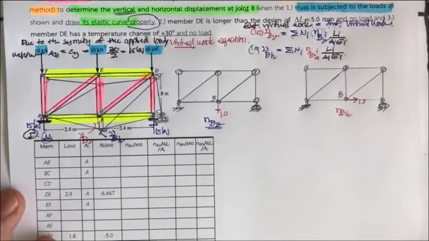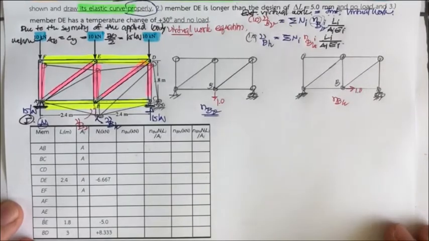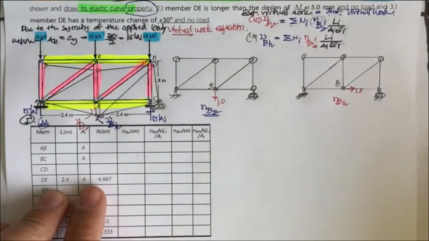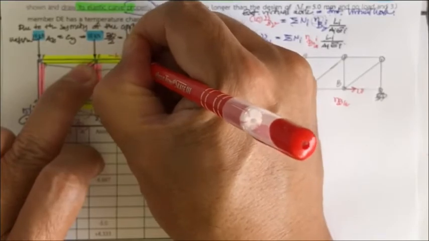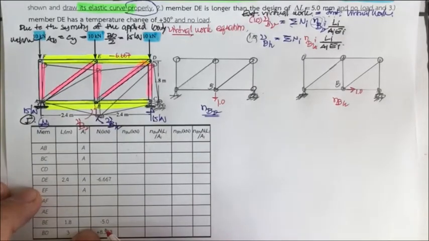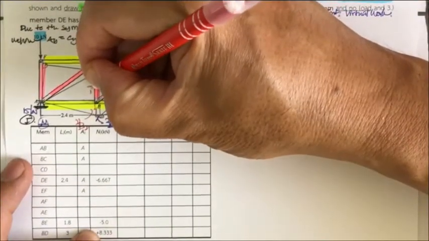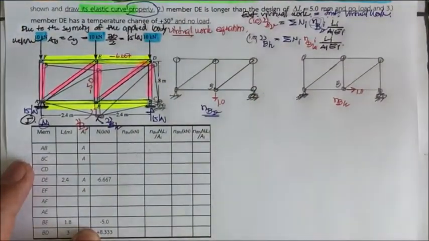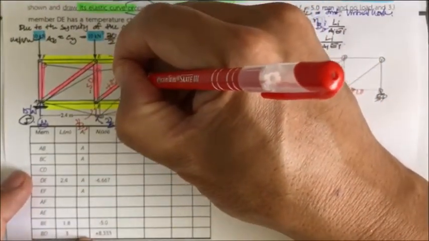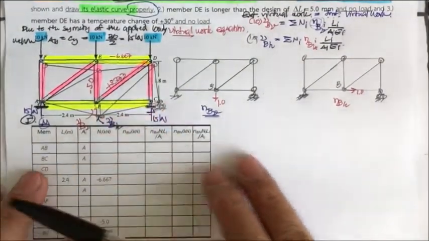However, if you take a look at the table, the problem gives you some of the forces already. For example, it gives DE as minus 6.667, so this is minus 6.667 kilonewton already. And it also has BE. BE is here. BE is minus 5.0, so this is minus 5.0. They give us that already. And next is BD, which is plus 8.333. Now we are going to determine the rest of it.